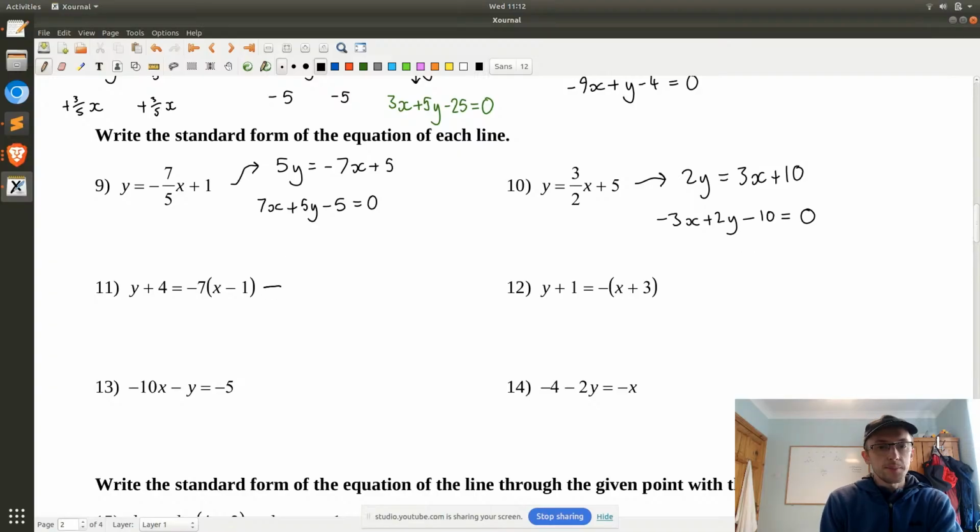Now, expand here. Negative 7 times negative 1. So that's plus 7. Then move everything over to the left. So add 7x to both sides. And for this 4 here, take 7 away from both sides.